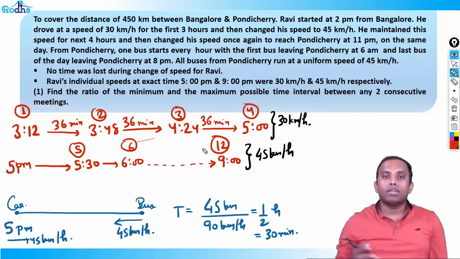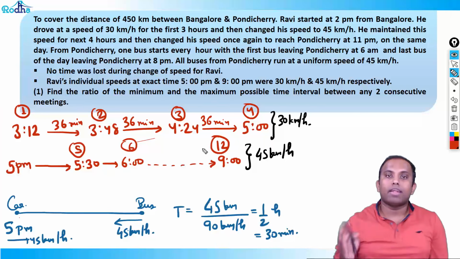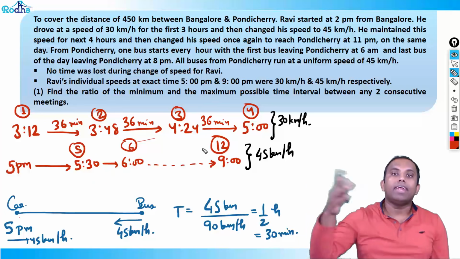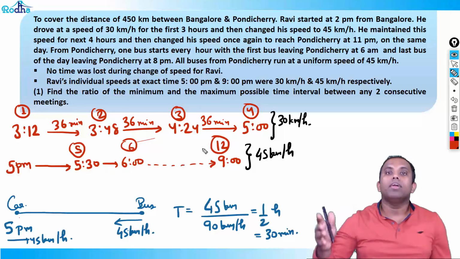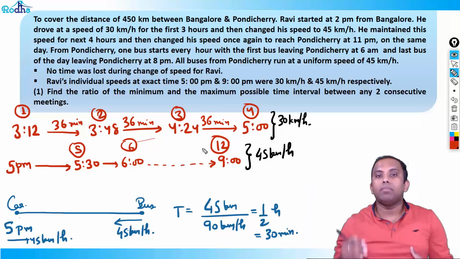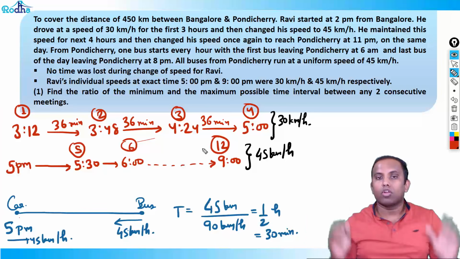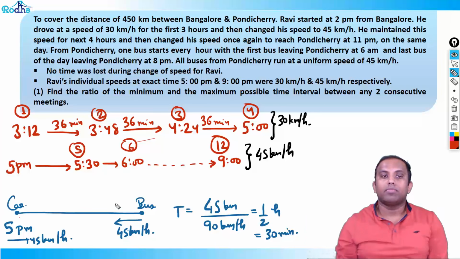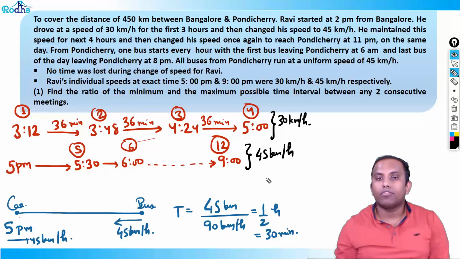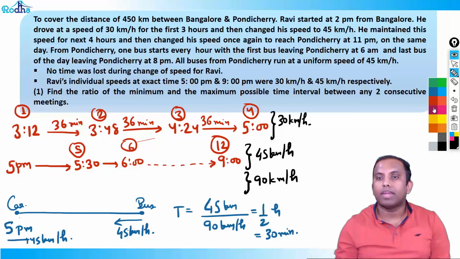Right? At 5:30 the fifth bus, at 6 the sixth bus, at 6:30 the seventh bus, at 7 the eighth bus, at 7:30 the ninth bus, at 8 the tenth bus, at 8:30 the eleventh bus, at 9 the twelfth bus. So at 9 p.m. exactly, the 12th bus will cross me. Now after that, from 9 p.m., my speed becomes 90 kilometers per hour.